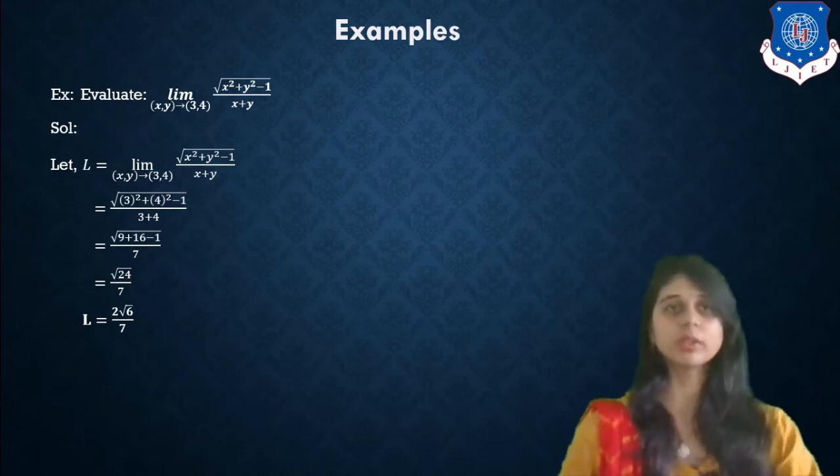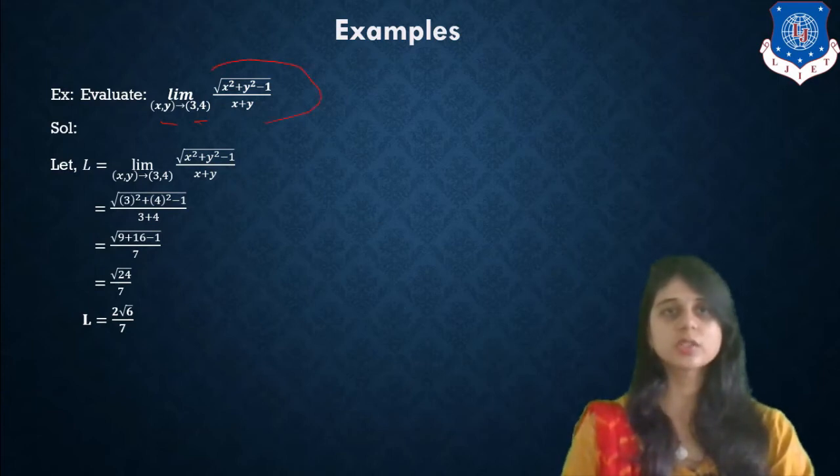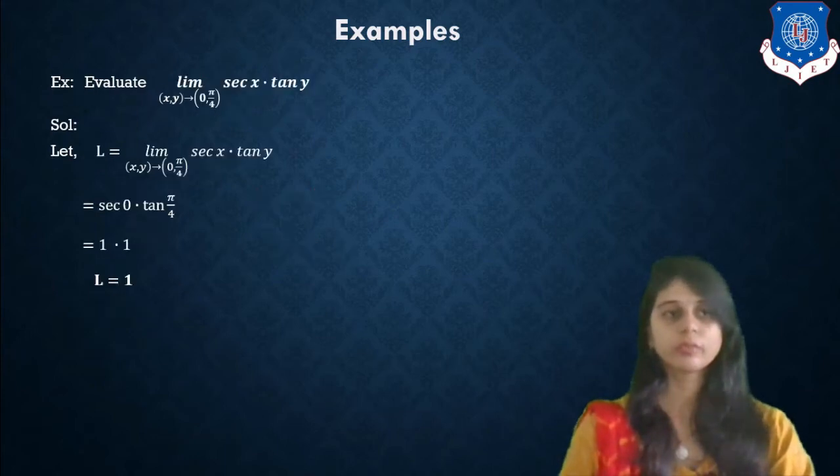Now taking examples. First, evaluate the limit as (x, y) tends to (3, 4) of under root x square plus y square minus 1 upon x plus y. Here x goes to 3 and y goes to 4. So we replace the values of x and y in the function and we get the limit as under root 6 by 7.